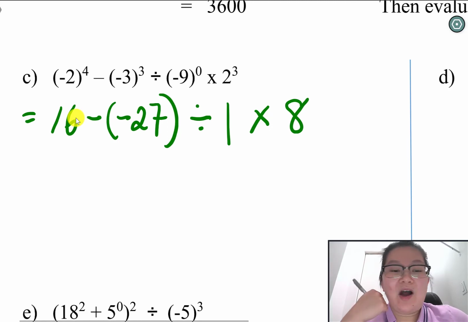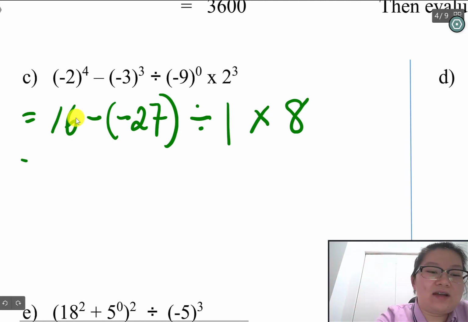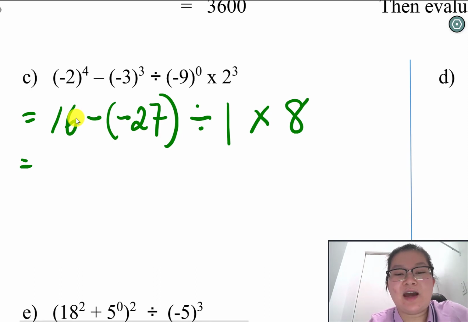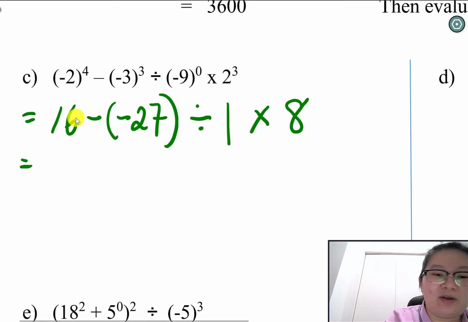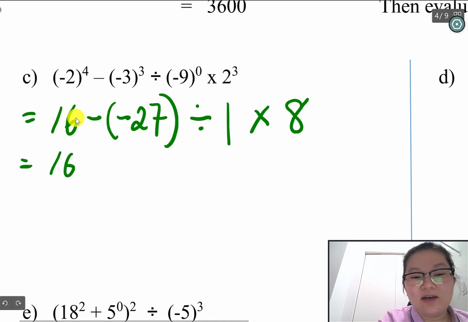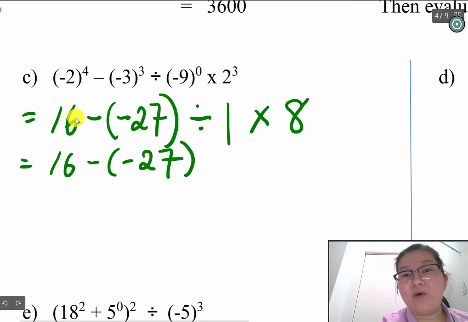Okay, so now that we have no exponents, just multiplying and dividing. If you go by BEDMAS, D goes before M, so we're going to have to divide first, which effectively doesn't do anything since this is just dividing by 1, but let's show the work anyways. So that's going to be minus negative 27, and divide by 1 will be just itself. So that effectively gets rid of dividing by 1 and multiply by 8.